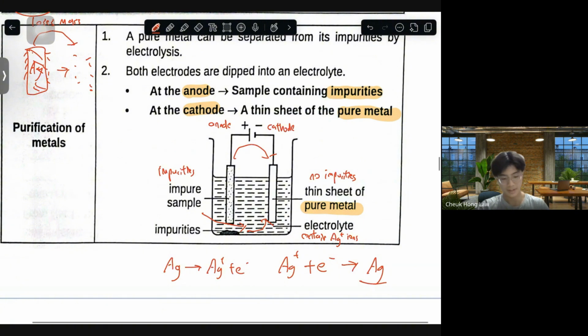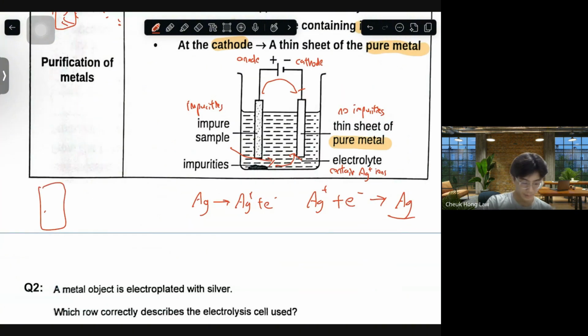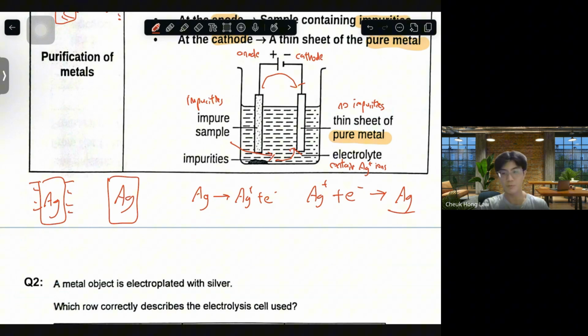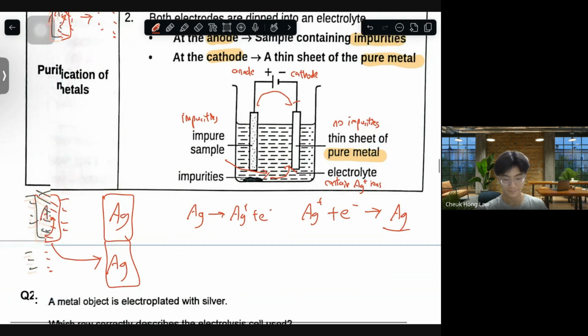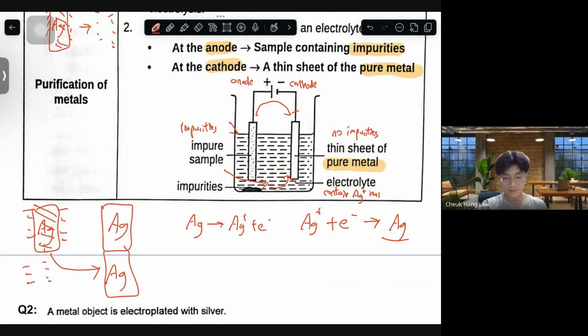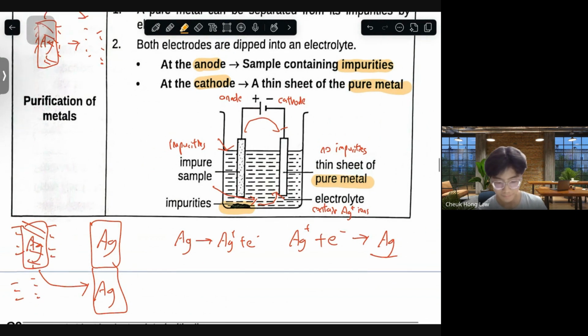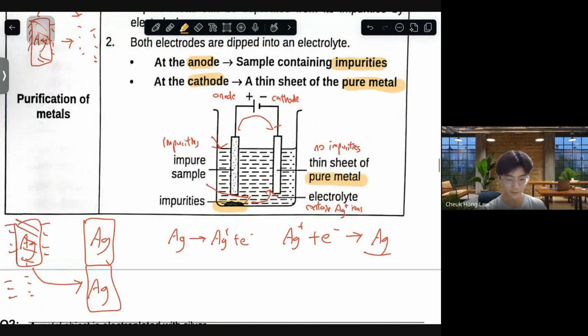Does that make sense? That means I have 2 bars of silver, and 1 bar has impurities. So how does it remove the impurities? I remove the whole silver here and bring it over here. Then over here, I'm left with the impurities. So now I have separated the impurities from the silver. That is purification of metals. So what is left here? Nothing. All the impurities will sink to the floor, I mean the beaker. That is purification of metals.